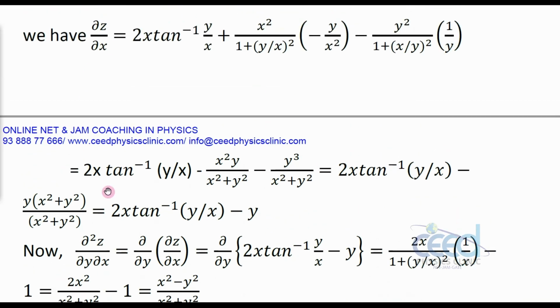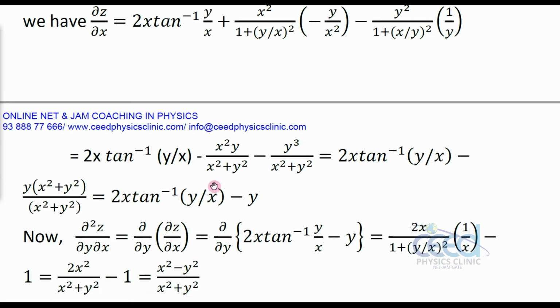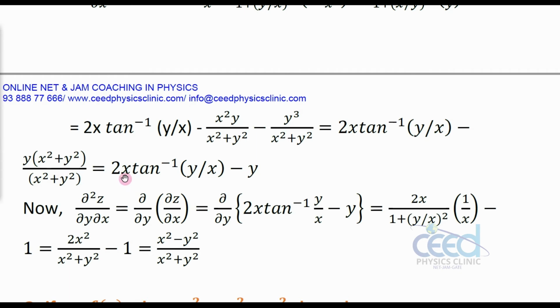So this I can simplify as 2x tan inverse y by x minus x square y divided by (x square plus y square). Here minus this, simplify this, and you will get y cube divided by (x square plus y square). So 2x tan inverse y by x minus y into, on cross multiplication we will have y into (x square plus y square). So you can write like this, right? So this is equal to 2x tan inverse y by x minus y.